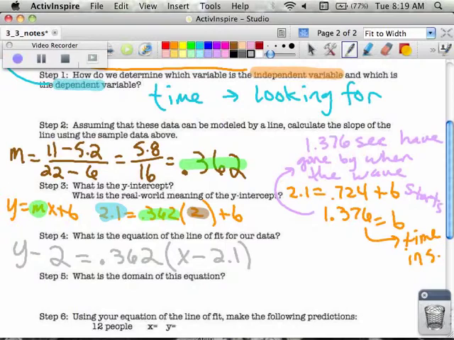How many people are writing in pen? Ooh, that's too bad. Isn't the 2.1 the y? They should be switched around. Oh, very good observation. Just making sure people are looking.